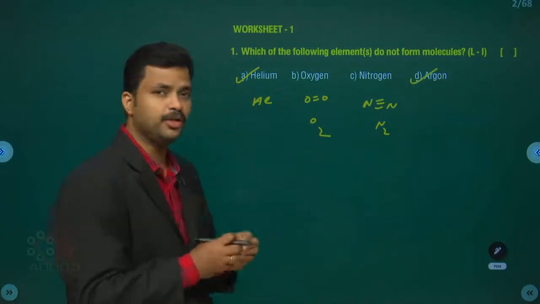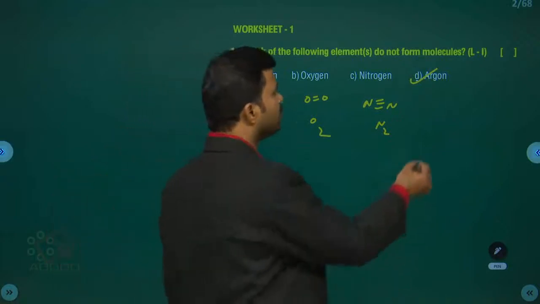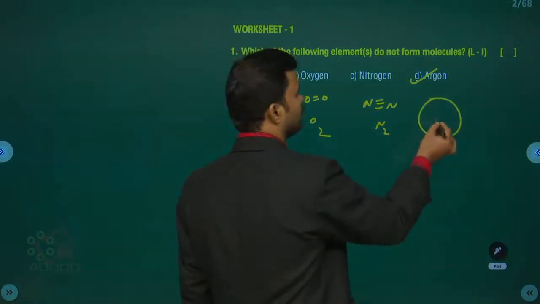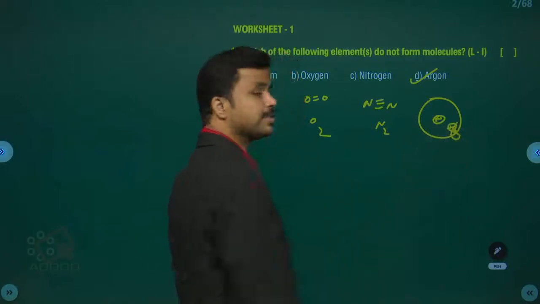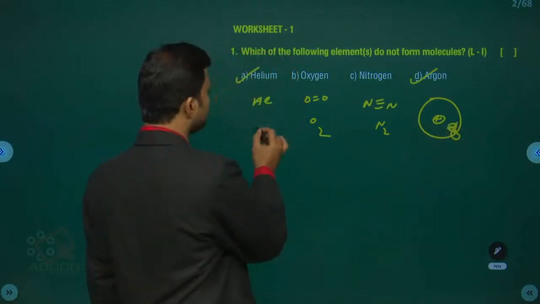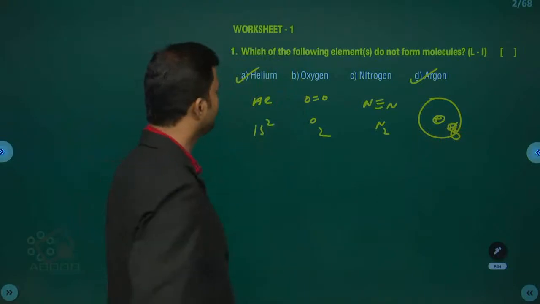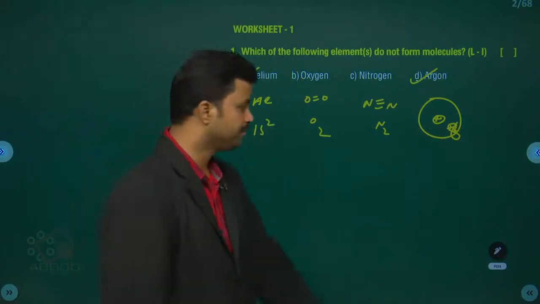because they are stable. What do they have? Argon's last orbit has 8 electrons present. Helium has a duplet configuration; it is stable. Helium duplet configuration, stable. Okay.